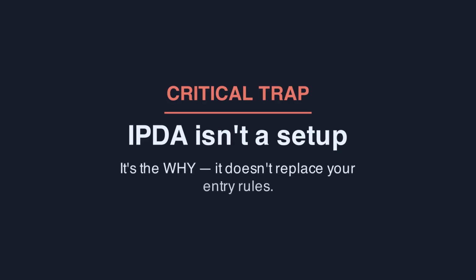Now the trap, because traders hear about IPDA and try to trade it directly. IPDA is not a setup. It's the why behind setups. Knowing the algorithm is reaching for the 60-day high doesn't tell you where to enter. It tells you what the higher probability direction is. You still need a setup at a discount, a fair value gap to enter on, a structure shift to confirm. IPDA frames the trade, your existing entry rules execute it. Use it as a filter, not a signal.